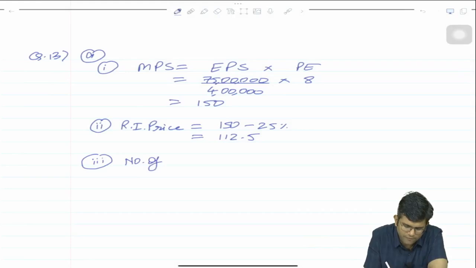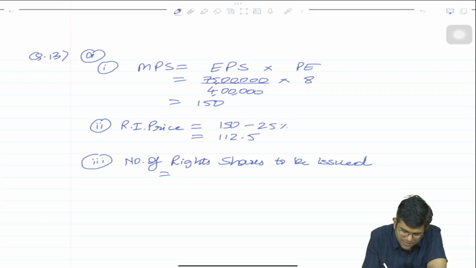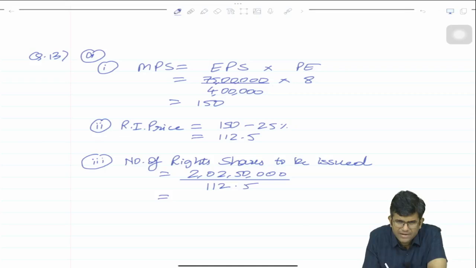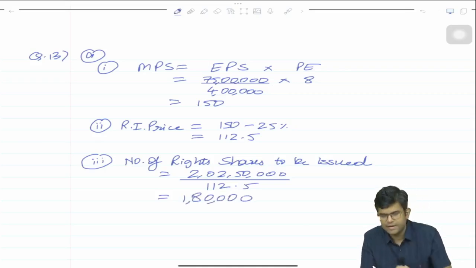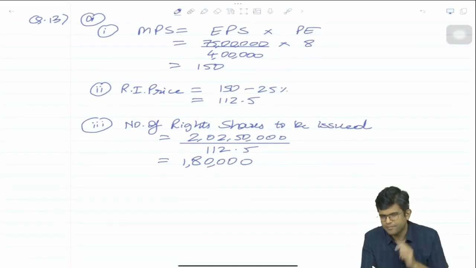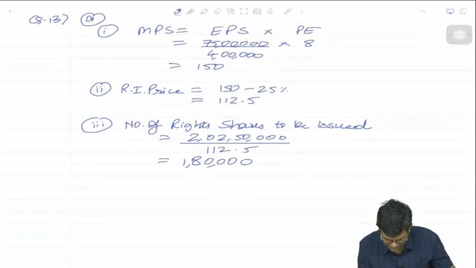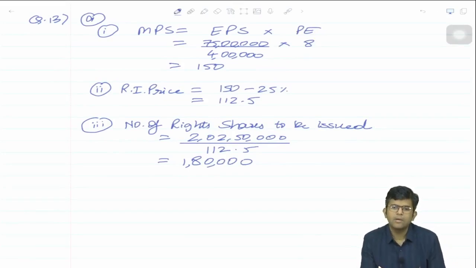Number of rights shares to be issued will be 2 crore 2 lakh 50,000 divided by 112.5. 1 lakh 80,000, no? Okay, 1 lakh 80,000. All done? 1 lakh 80,000.